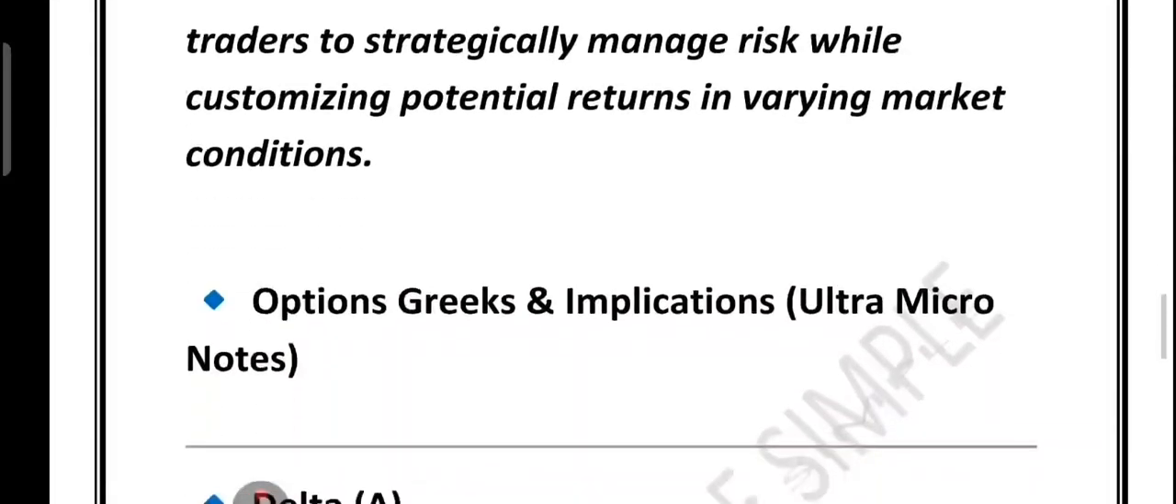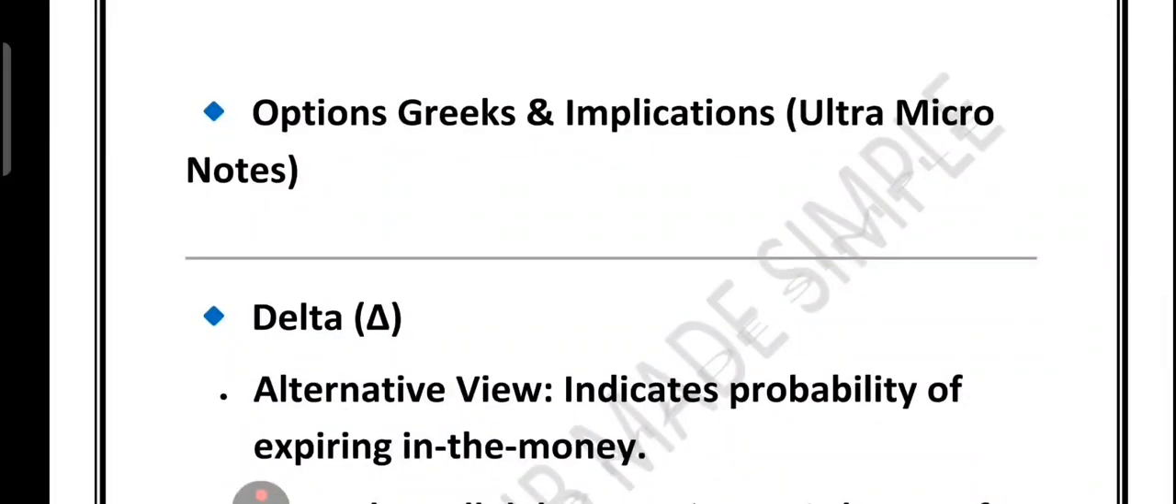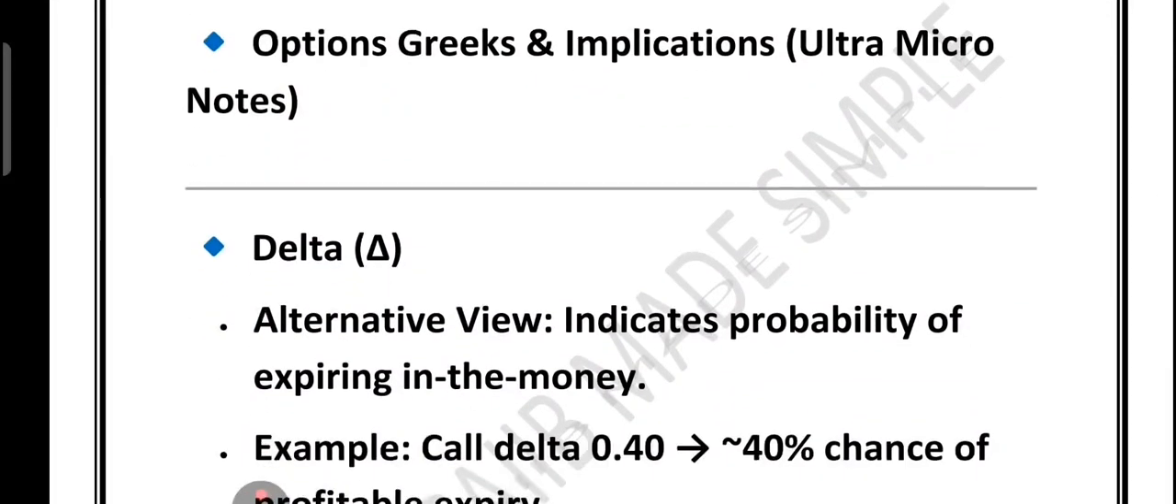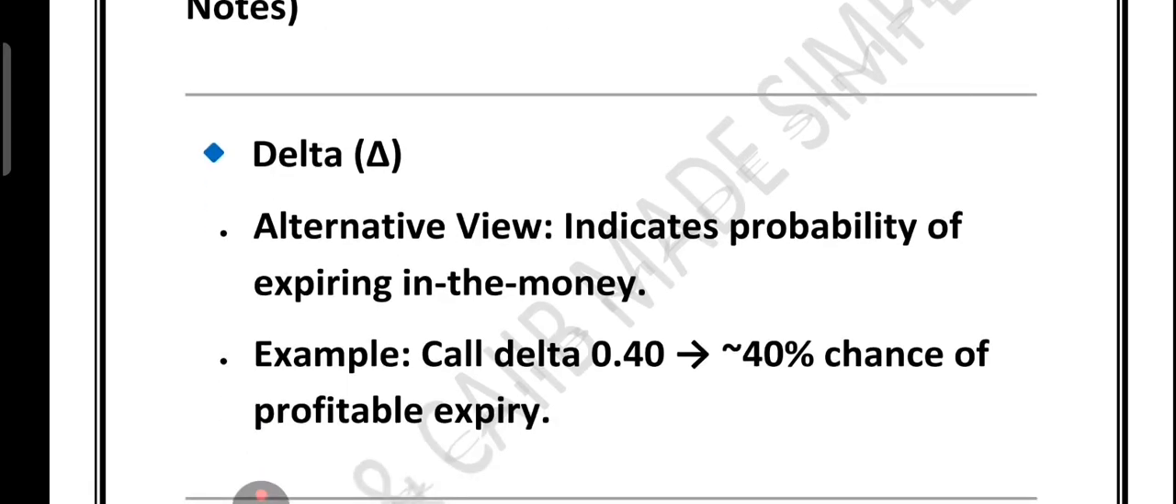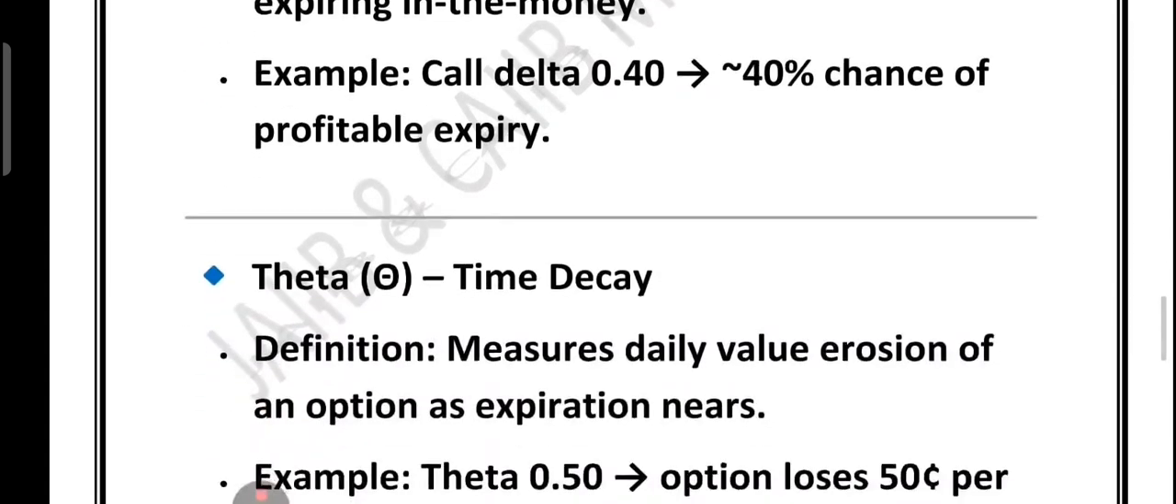Just now I told you about delta. Delta can also be seen as the probability of an option ending in the money. You know, in the money, at the money, out of the money. For example, suppose I say call delta 0.40. It means there is a 40% chance that this option will be profitable at expiry. Please remember it.